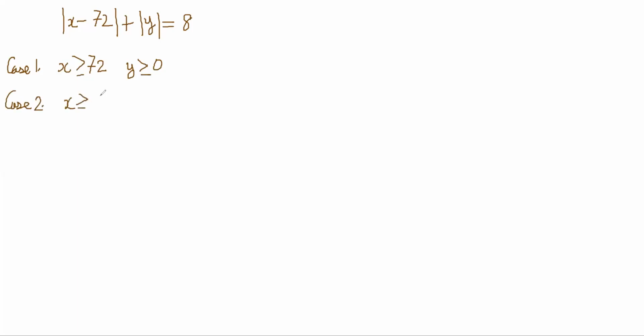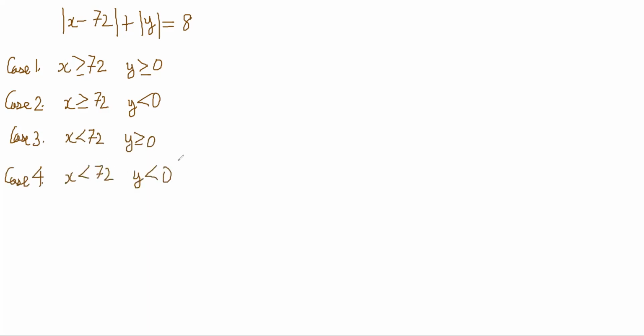|x − 72| + |y| = 8, case 1: x greater than 72, like that. It will be a square type figure. These are just 4 straight lines. It's very simple stuff.